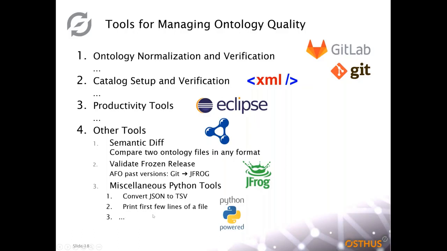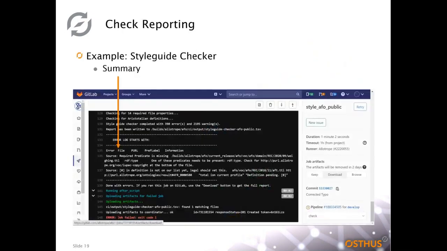And there's also a tool to print the first few lines of a file. Now we might ask the question, why did I write that? Well, to return to our pipeline run, here's our summary. That's what the tool is for.